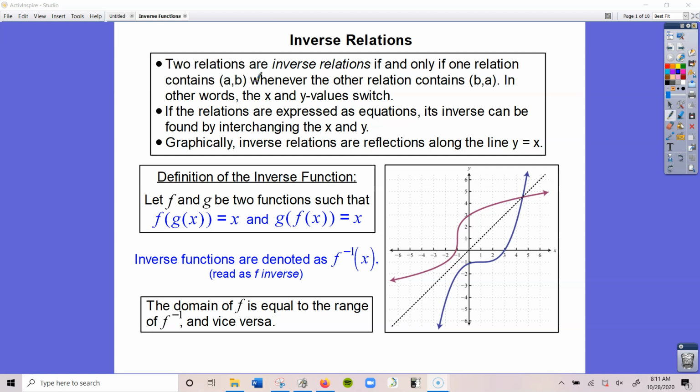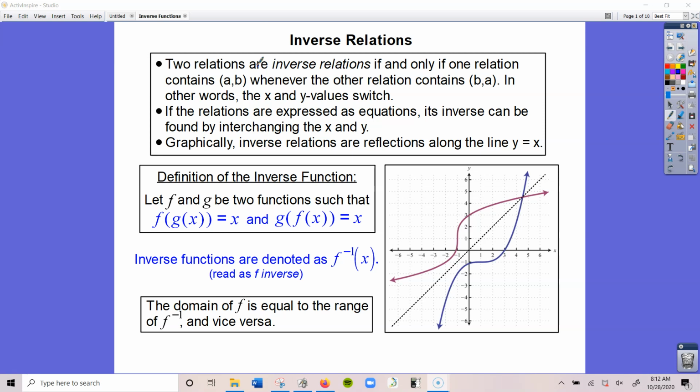Hello everyone. Today we're going to look at inverse relations. Remember, a relation is when one x variable goes to a y variable. An inverse relation exists if and only if a coordinate (a, b) is switched for the inverse. That means the coordinate for the inverse would be (b, a). So your x and y values switch places for inverse relations.